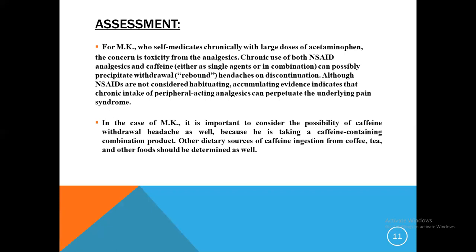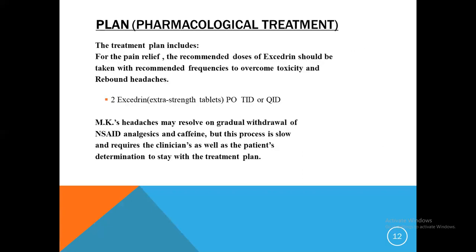pain of the syndrome. In the case of MK, it is important to consider the possibility of caffeine withdrawal headache as well, because he is taking a caffeine-containing combination product, which is Excedrin. Other dietary sources of caffeine ingestion from coffee, tea, and other foods should be determined as well.